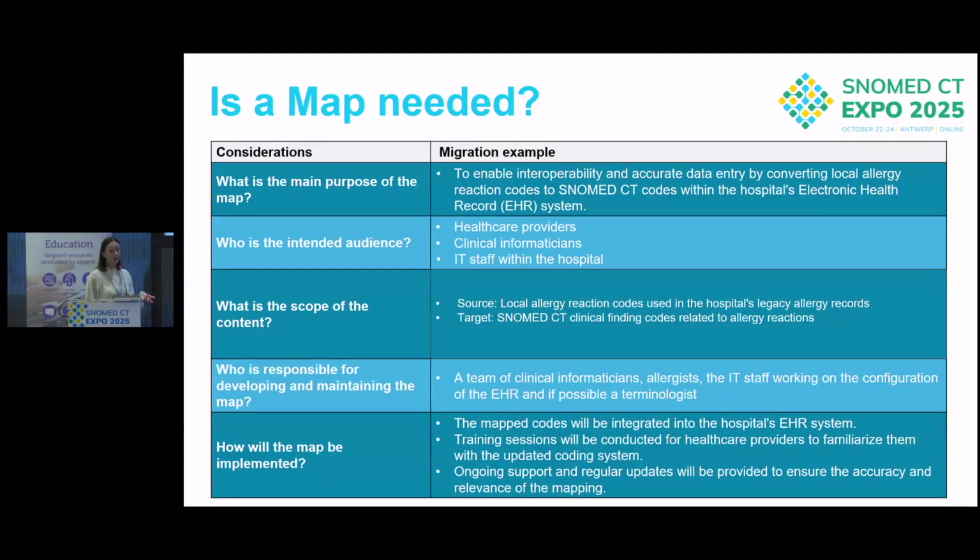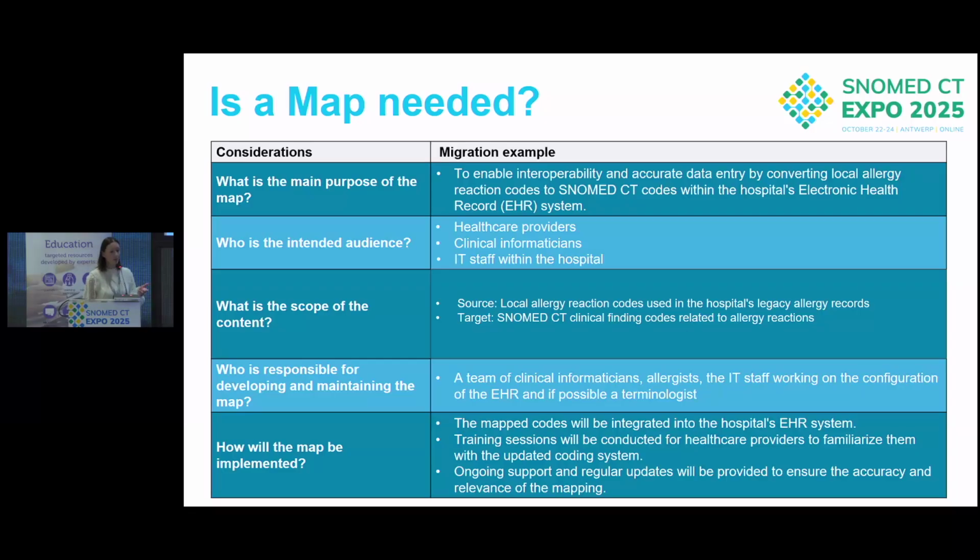And then who is the intended audience? We think about who is going to use the map. Healthcare providers, clinical informaticians and IT staff within the hospital are all the people who will be involved in utilising the map. What is the scope of the content? The source is the local allergy reaction codes used in the hospital's legacy allergy records. That's our starting point. And then the target will be SNOMED CT, the clinical finding codes related to allergy reactions.